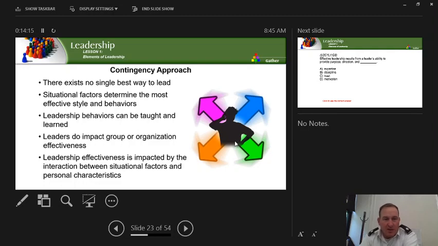Okay, contingency approach. That gets to situational factors, like we were just saying. What is the situation that determines effective styles and behaviors? What is the team that you have? Your teams change. Even here in JRTC, the mix of people this year is very different than last year. You have some continuation. There's also been some growth and development over time, the year before.